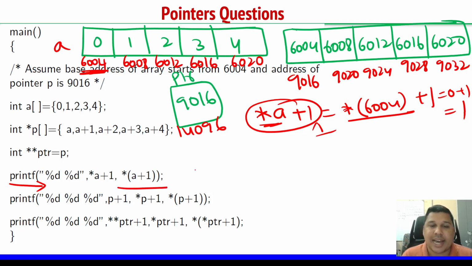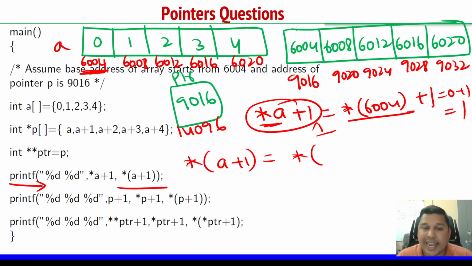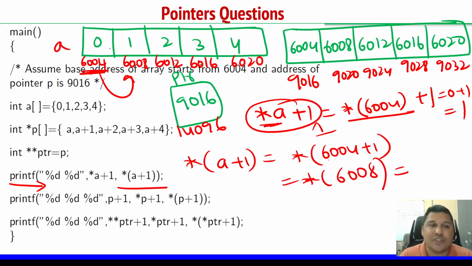Next one, star of A plus 1. What is star of A plus 1? Star of A value means 6004. 6004 plus 1. So what will happen here? What is this output? Star of A plus 1. Okay, star of 6004 plus 1 means it will go to the next block. So this becomes 6008. Star of 6008 means 1. Very good.